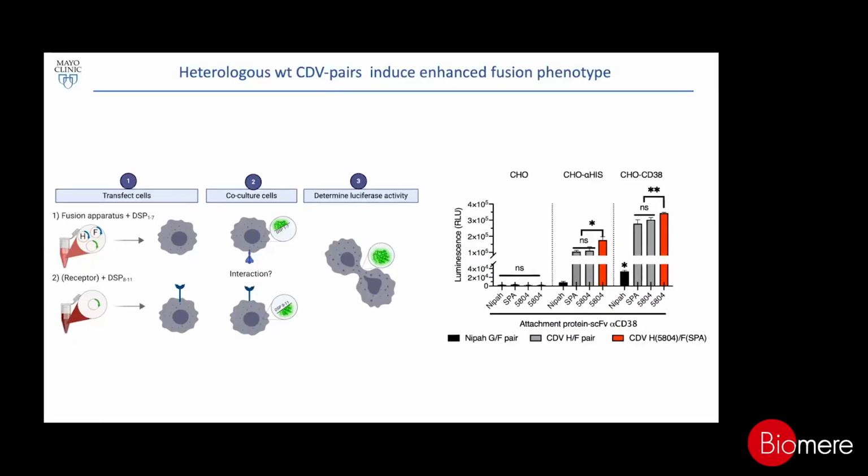When we perform this assay with the different combinations of the attachment and fusion proteins, we can see that in CHO cells expressing either the His pseudoreceptor or CD38, the homotypic combination of CDB H and F proteins from the isolates ESPA or 5804 produce comparable levels of fusion, and they surpass that obtained by the Nipah fusion machinery. Surprisingly, we observed that the heterologous combination comprising the CDB-H 5804 and CDB-F ESPA resulted in a statistically significant increase in the luminescent signal, both in CHO anti-His cells and CHO CD38 cells. And moving forward, this CDB-HF combination was chosen for further modifications.